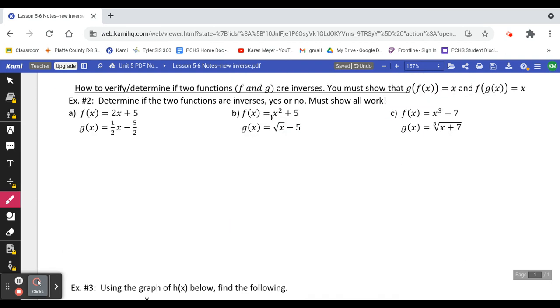On this part, we're going to determine if two functions are actually inverses. And in order to tell if two functions are inverses or not, we have to go back to function composition that we learned in the last lesson. And when we do the function composition, they must simplify down to x. So why is it that they must simplify down to x?